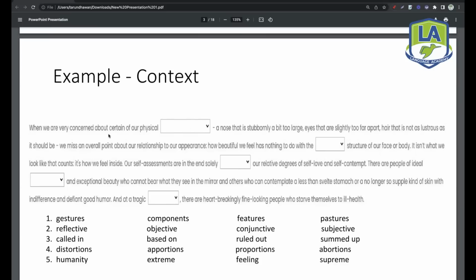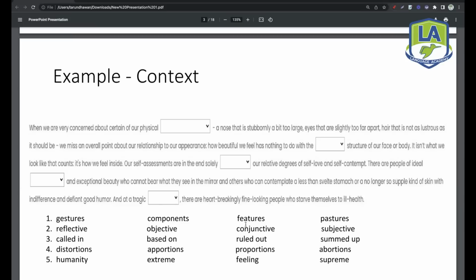So we are concerned about certain of our physical dash: a nose that is stubbornly a bit too large, eyes that are slightly too far apart, hair that is not as lustrous as it should be. We miss an overall point about our relationship to our appearance. Reading the complete sentence matters because it can be physical word matching with a lot of options. Physical components is also a thing, physical gestures is also a thing, physical features is also a thing.